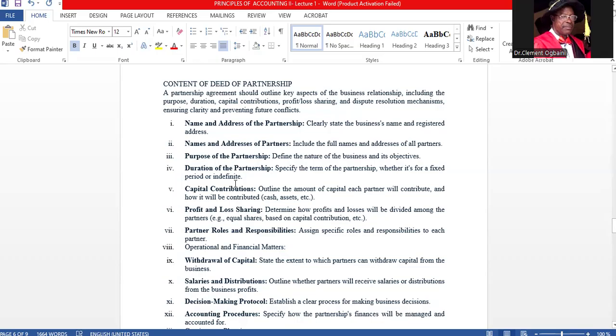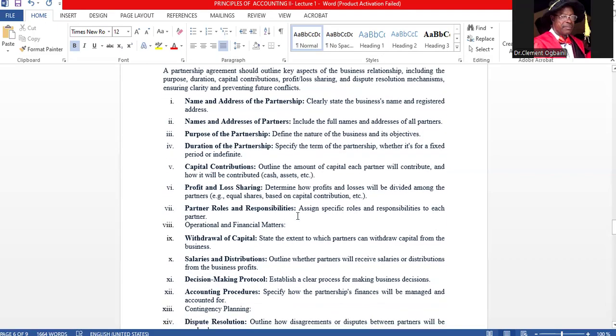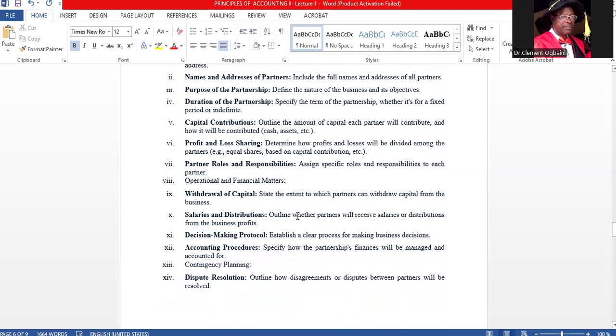And you also have to specify the duration of the partnership: how long you intend this partnership to last. You must state the capital contribution. You must state how profit and loss are to be divided. If profit is made, how is it to be shared. If losses are made, how are they to be shared. And the partnership agreement must also state the roles and responsibilities, the roles each partner is going to play in the partnership.